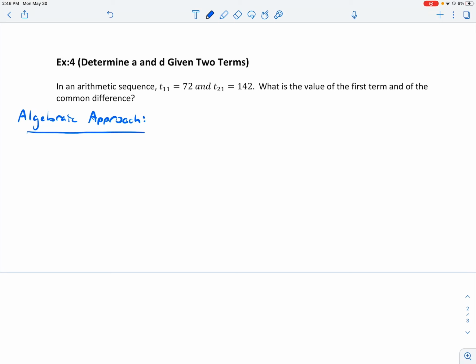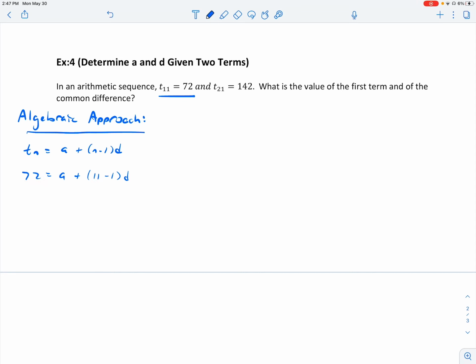So I'm going to use the formula T of n equals A plus n minus 1 times D. That's my general explicit formula. I'm going to sub in the 11th term. The 11th term is 72. I don't know the first value, but I know n is the term position, and that's 11. So I'm going to plug in 11 for n, and then times D. I don't know the first term, and I don't know the common difference, but given this 11th term, I know the term value and the term position. That's what I plugged in here.